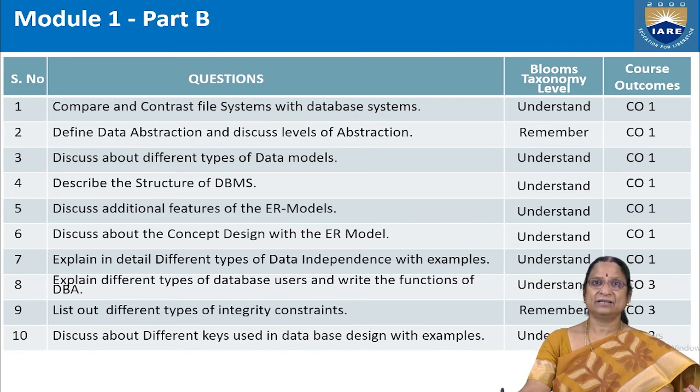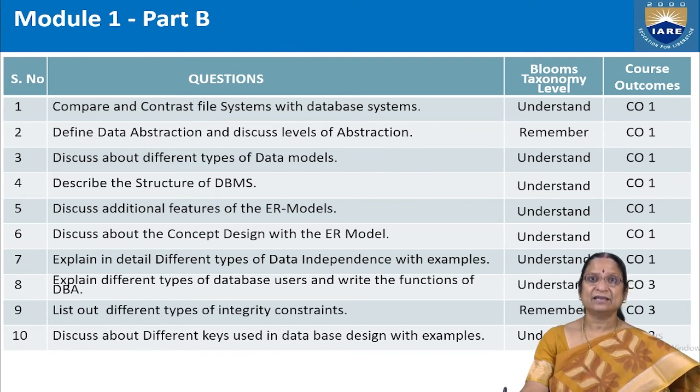Domain integrity constraint, key integrity constraints, uniqueness, primary key, etc. Under key integrity constraints, triggers, assertions, referential integrity constraints. All these things, 6 integrity constraints were discussed in 2 lectures. Please go through the lectures to answer this theory question. List out different types of integrity constraint and discuss about different keys used in database design.